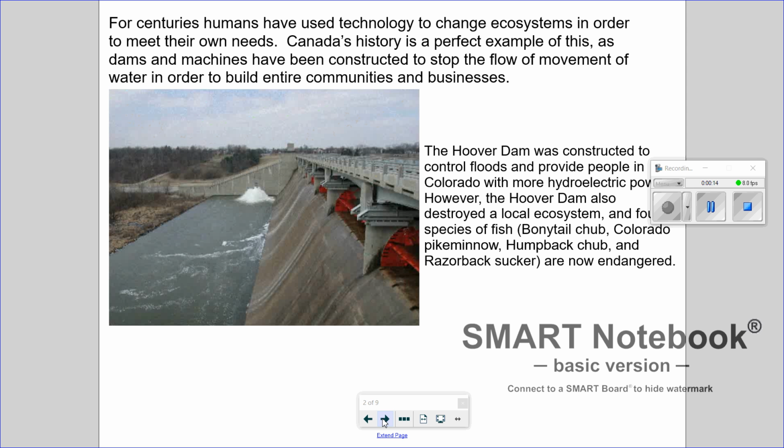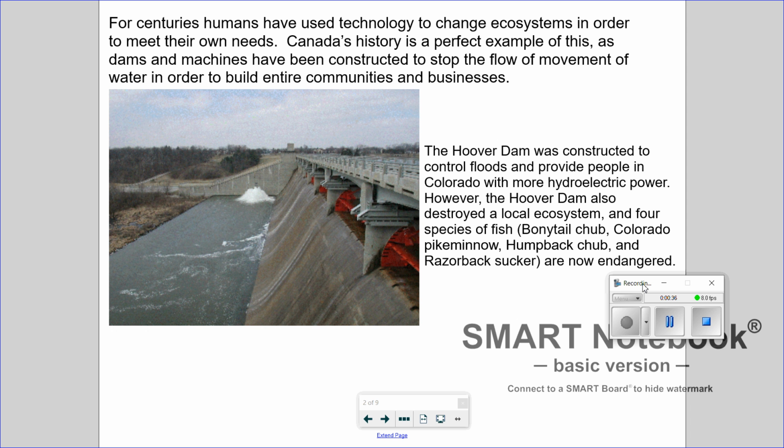For centuries, humans have used technology to change ecosystems in order to meet their own demands. Canada's history is a perfect example of this, as dams and machines have been constructed to stop the flow or movement of water in order to build entire communities and businesses.